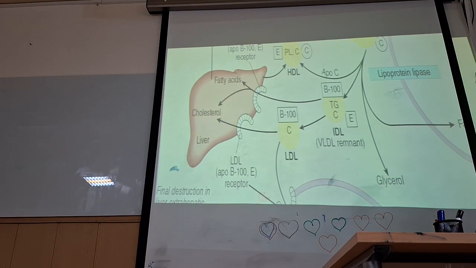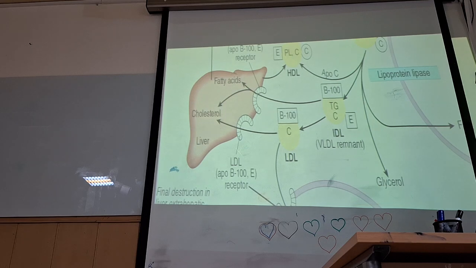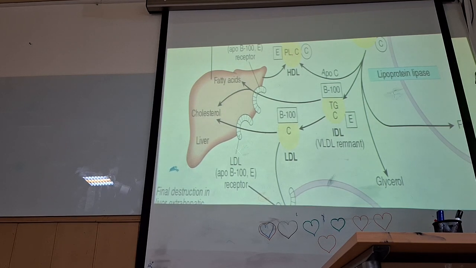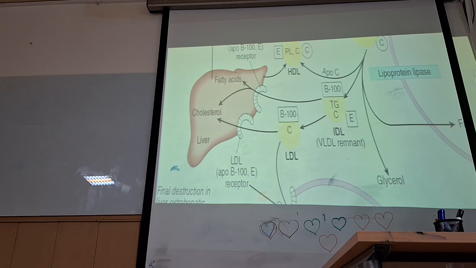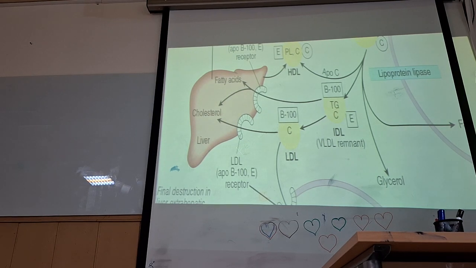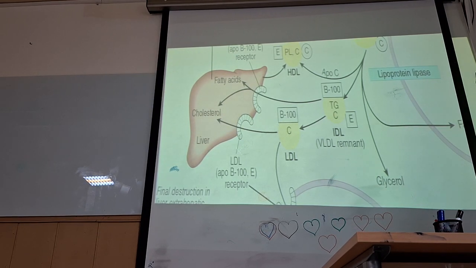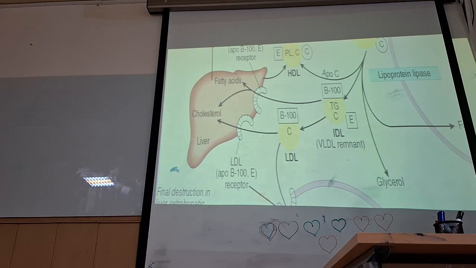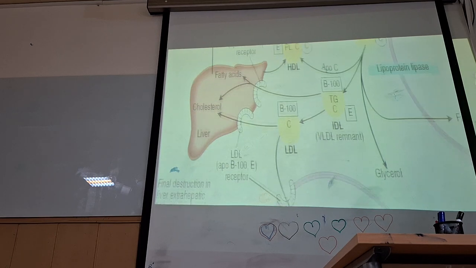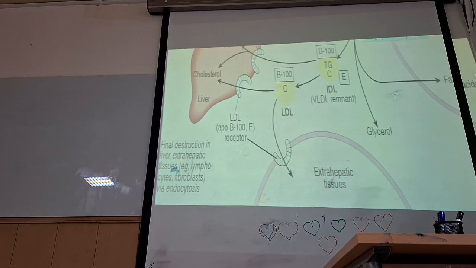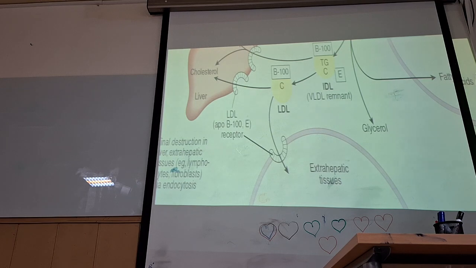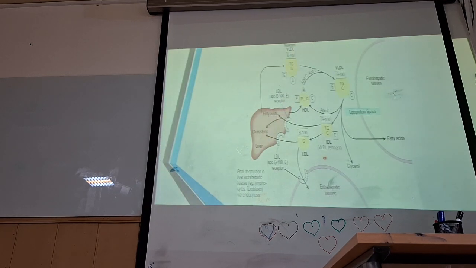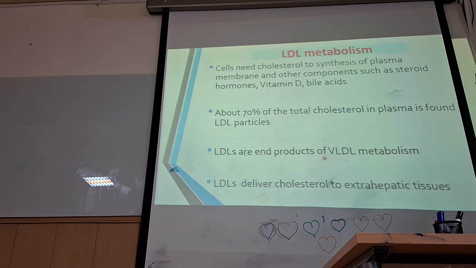And then this IDL has two pathways. One of them goes directly back to the liver, yes, exactly, by the ApoE receptor. And the second one becomes LDL by the enzyme hepatic lipase, exactly. And this LDL can either go back to the liver or go to the extrahepatic tissue. Exactly, so that's the whole idea behind VLDL and LDL metabolism together.